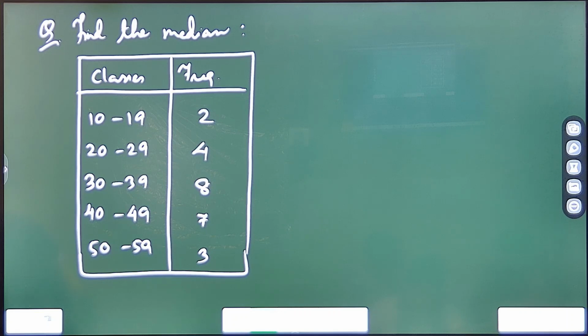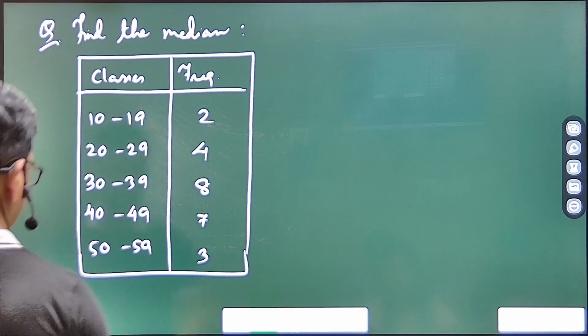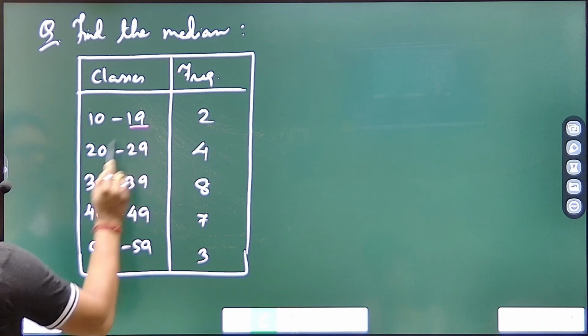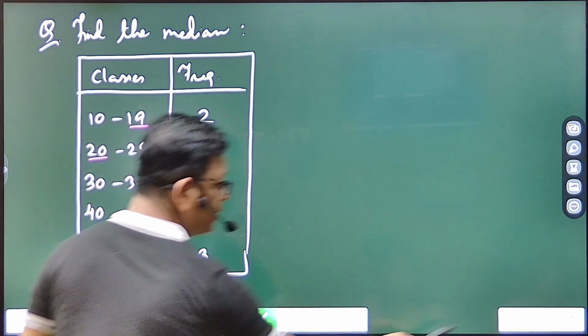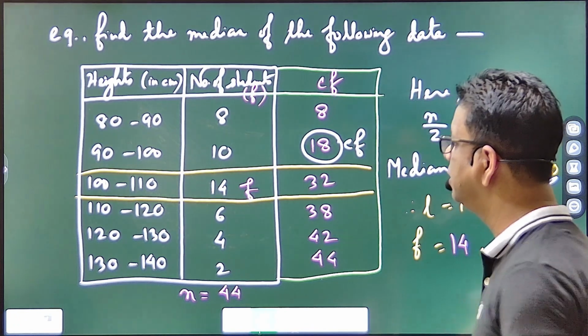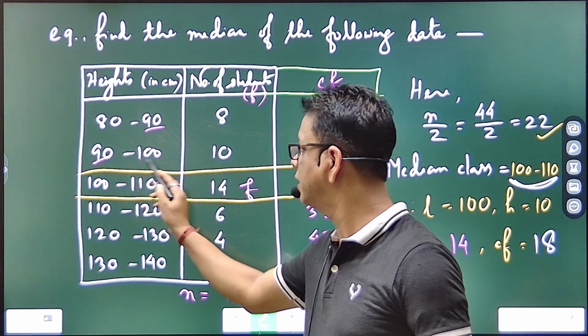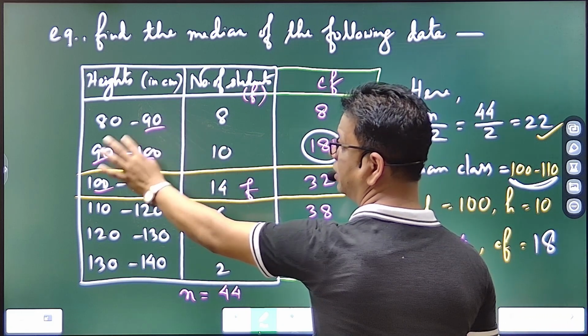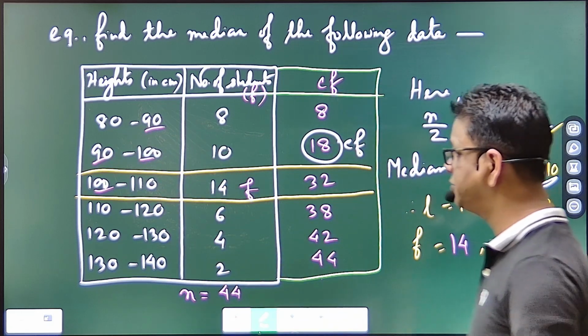Tell me, will you find CF directly? Yes or no? No, we don't find CF directly. Then what should we do first? Yes, these classes are to be made continuous, because we have discussed it many times. This is 19, this is 20, not the same number. In the last example, you see, here 90, here also 90, 100, 100. This is called a continuous class. Here the upper limit and the lower limit are the same. So the classes must be continuous, right?